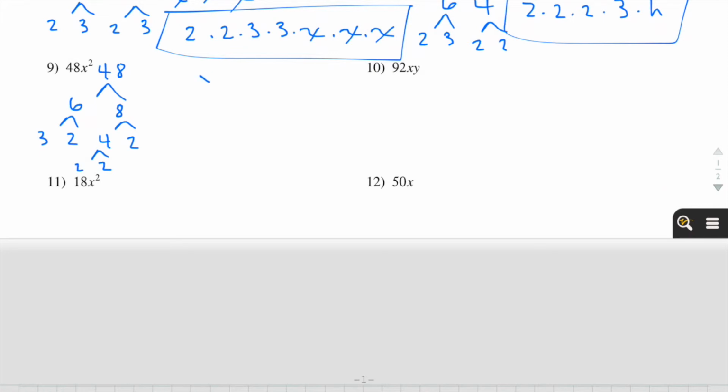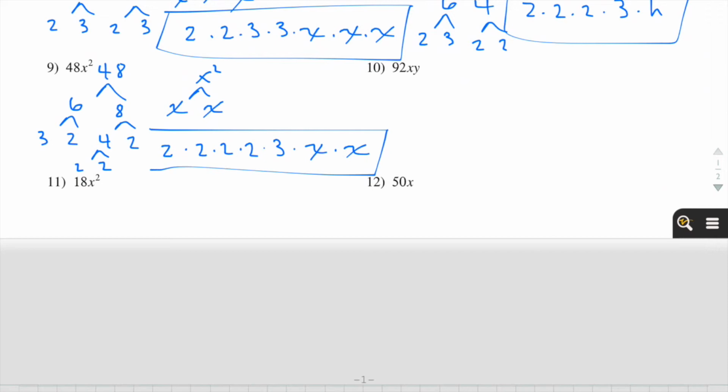Look at the x squared. The x squared is going to break down to x and x. So we're done with that. So let's go ahead and write our final answer. So we have 2 times 2 times 2 times 2 times 3 times x times x.